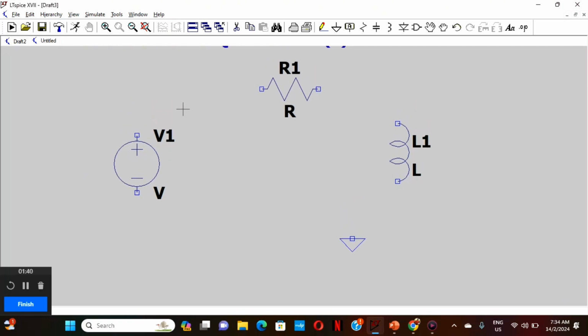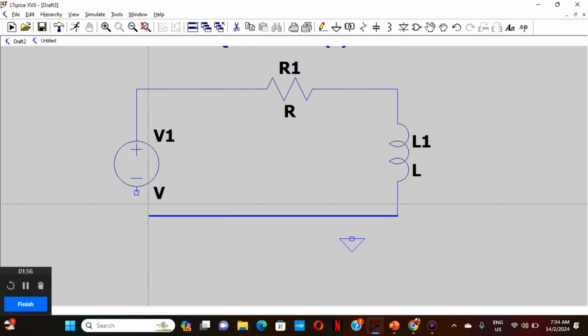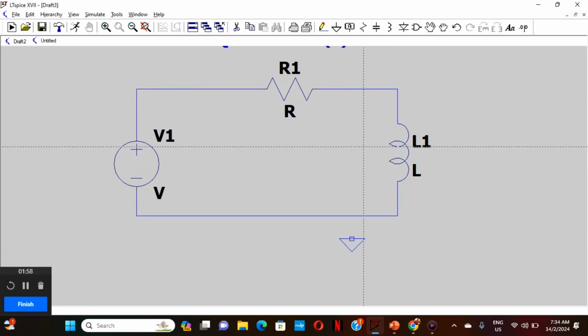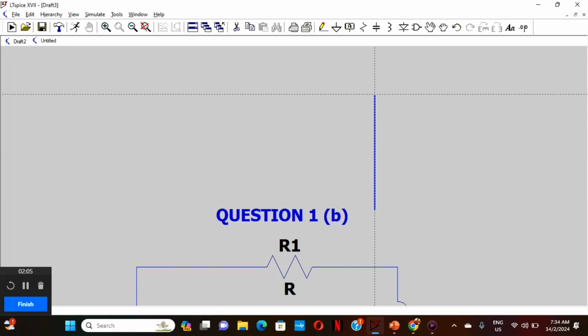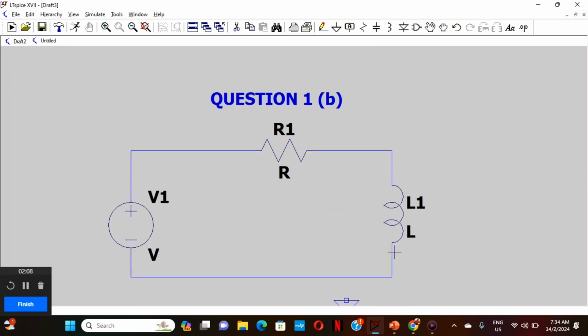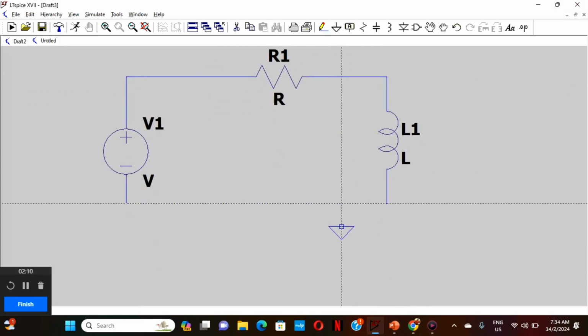So after putting all the components in the correct place, we have to connect them with wire. So I pick wire and I connect all the components right there. Make sure to connect the ground. Alright, we connect the ground.